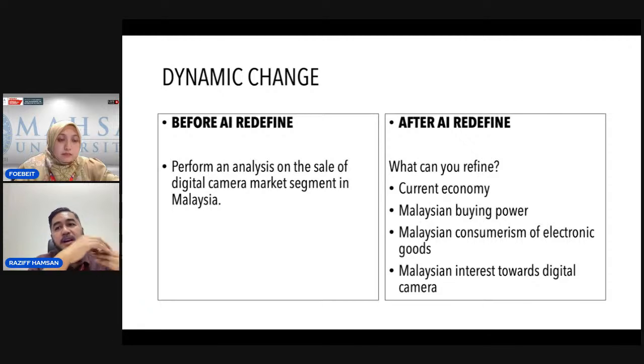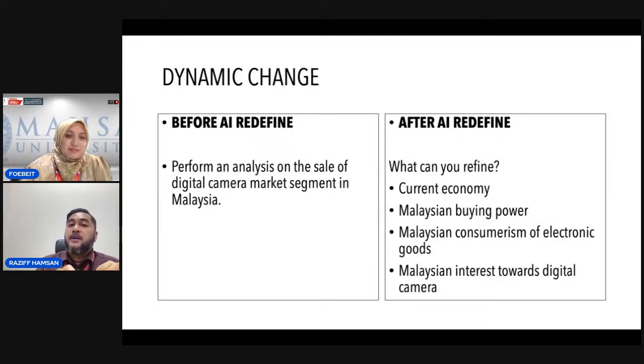Let me give an example. This is a question that I would ask GPT based on my assignment: perform an analysis on the sale of digital cameras in the market segment in Malaysia. Say, for example, that's my assignment question, and I'm putting it in just as it is. What the AI is going to do is give me very general information about camera market segments in Malaysia, right? Even if I don't put Malaysia, it's going to be much more general. Now I put in Malaysia, so it's specific to Malaysia, but the whole idea is still in a very generic term. Based on what your generative AI feels is the best answer for you, it will pass it through.